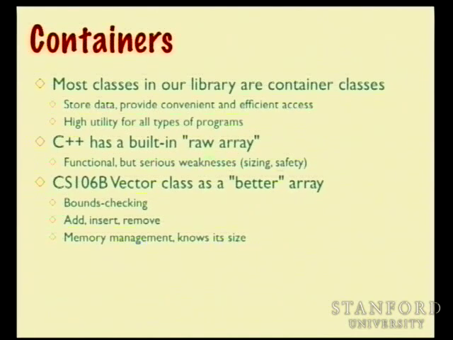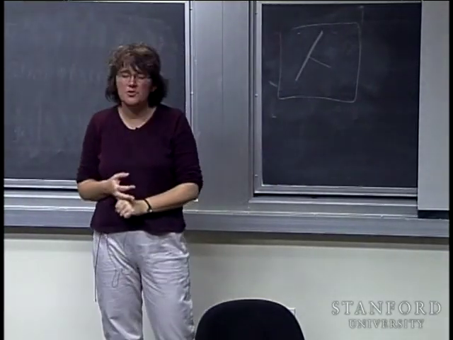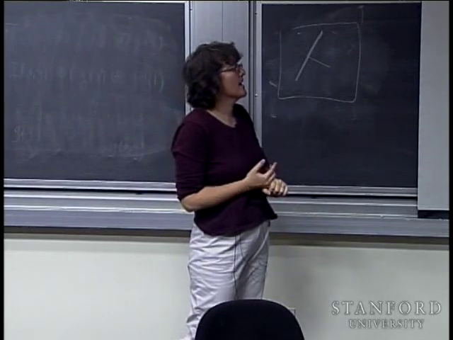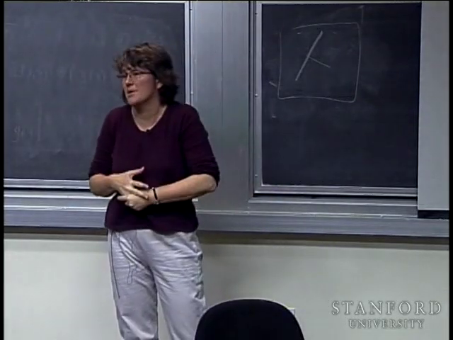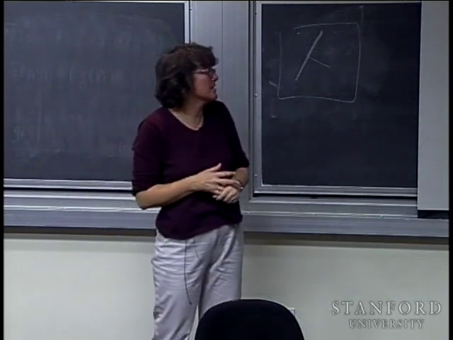There is a built-in raw array or primitive array in C++. I'm not even going to show it to you right now. The truth is it's functional. It does what it sets out to do, but it's very weak. It has constraints on how big it is and how access to it works. For example, you can make an array that has 10 members, and then you can access the 12th member or the 1500th member without any good error reporting from either the compiler or the runtime system.